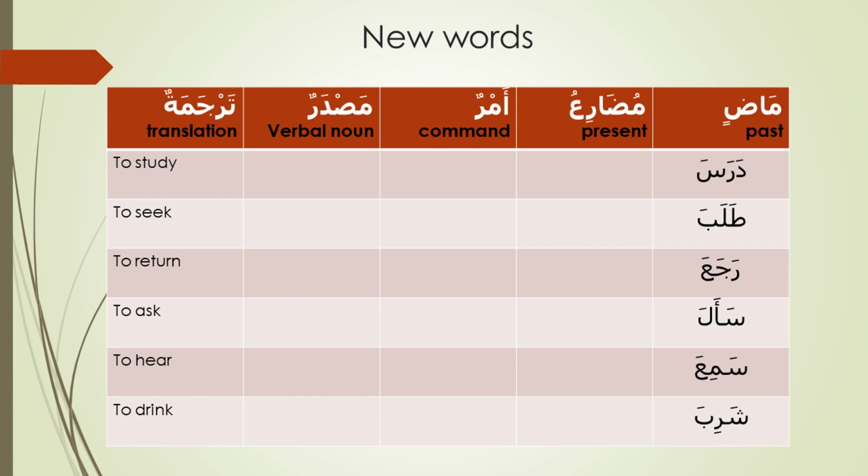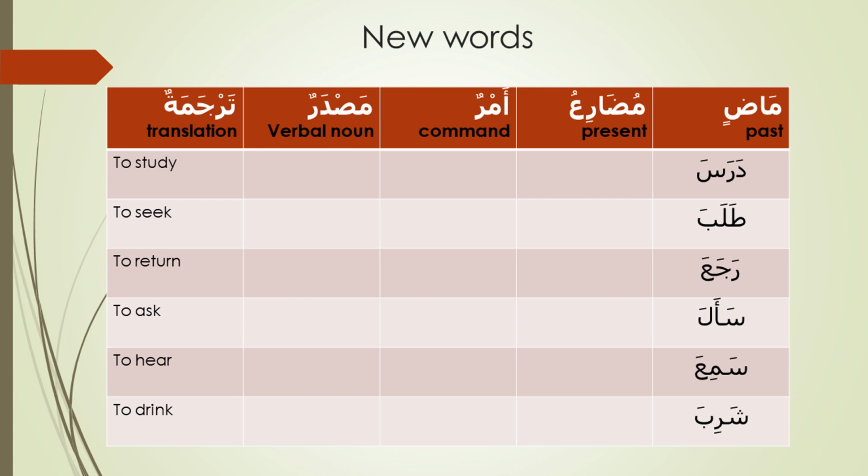Raja'a is to return. And all of these is how we present verbs when you want to memorize them, in the he form. So all of these mean to study, but it means he studied. It means to seek, he sought. To return, he returned. Until the end. So sa'ala, you can write down sa'ala, is to ask. Sa'ala, he asked. Sami'a is to hear. And then you have shariba, to drink.